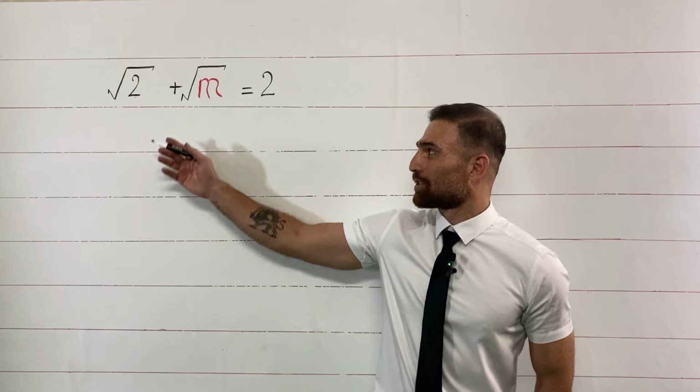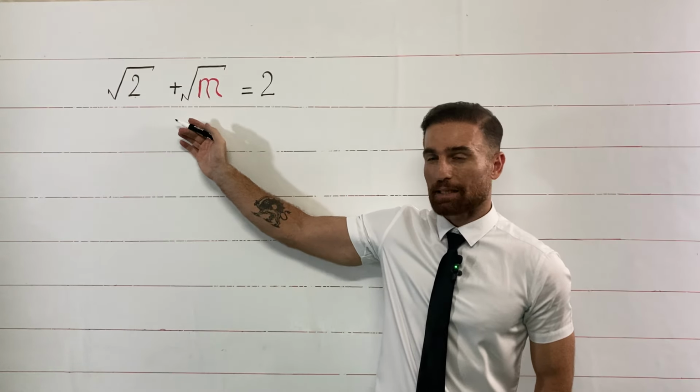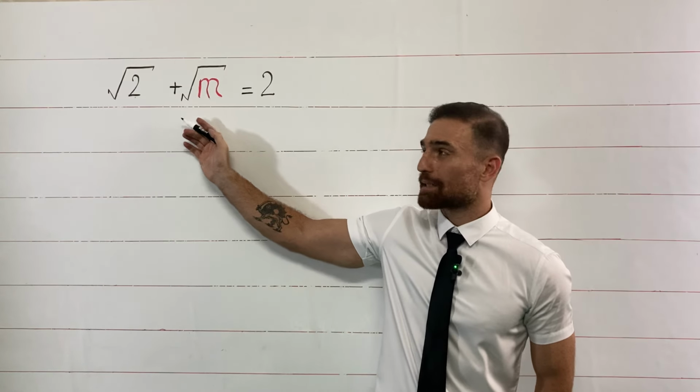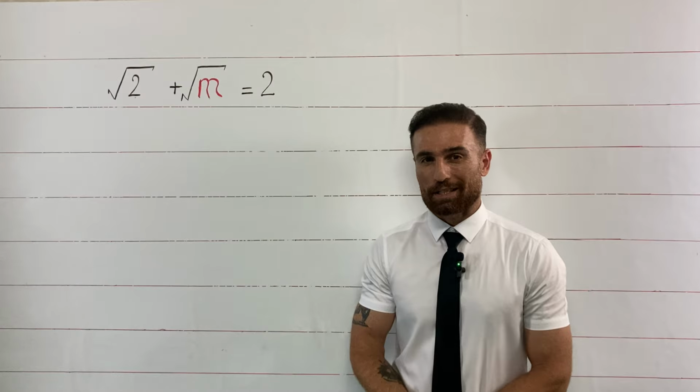In this video, we are going to solve this fun little math problem that says find the value of m where the square root of 2 plus the square root of m equals 2. What way should we start the solution?